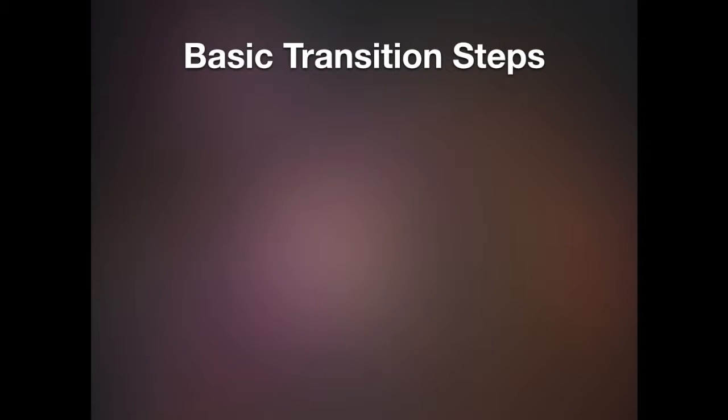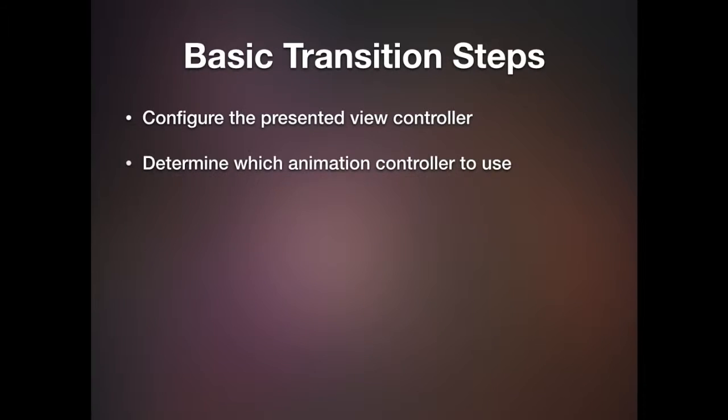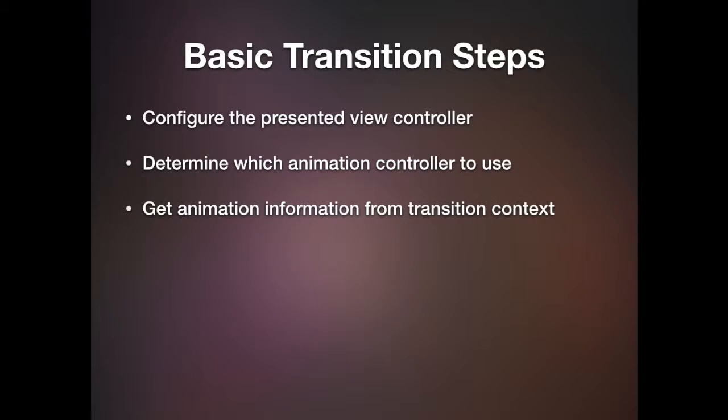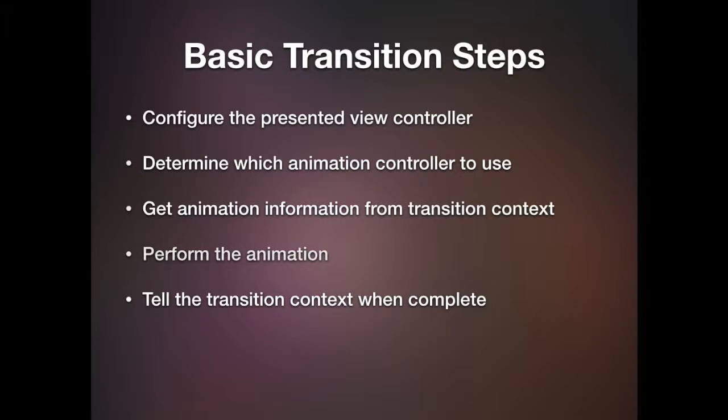So for our basic transitioning steps, we're just going to walk through what we're going to do here. We're just going to configure the presenting view controller. We're going to determine which animation controller we want to use. Get information from the context when we actually perform our animation to know which views we should be manipulating in our animation. We're going to actually then perform it, and then tell the context when we're done.